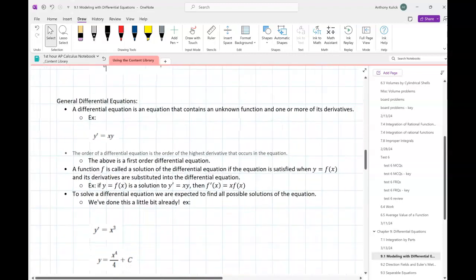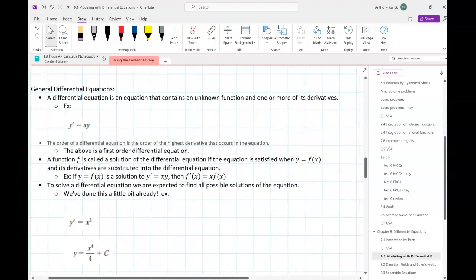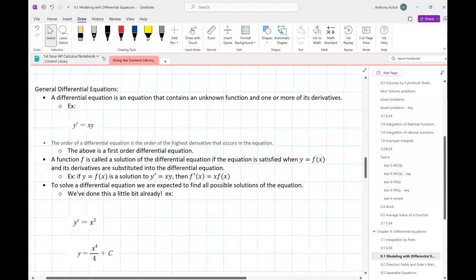But let's look generally at what we mean when we talk about a differential equation. A differential equation is an equation that contains an unknown function and/or one or more of its derivatives. For example, y prime equals x times y. Everybody's cool? It's a differential equation because it has a y prime in it and a y, and it has an x also.